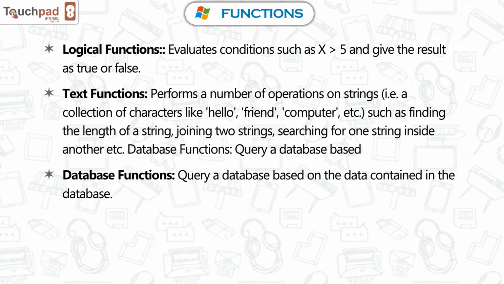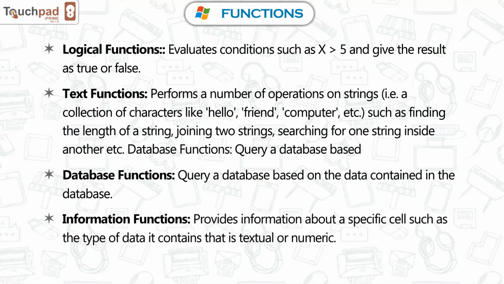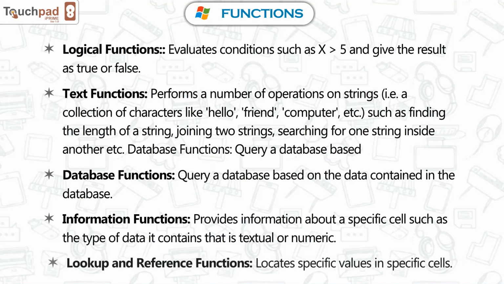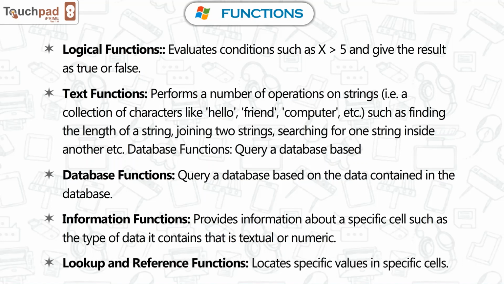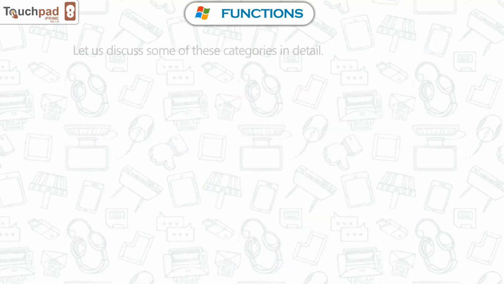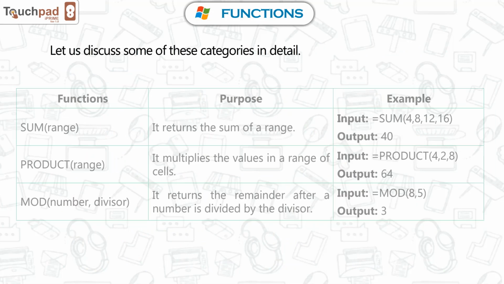Database functions. Query a database based on the data contained in the database. Information functions. Provides information about a specific cell such as the type of data it contains, that is textual or numeric. Lookup and reference functions. Locate specific values in specific cells. Let us discuss some of these categories in detail.